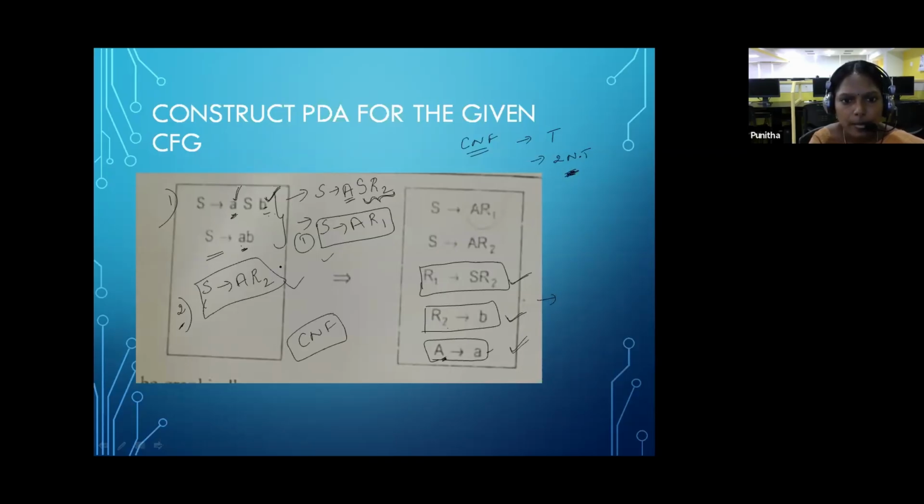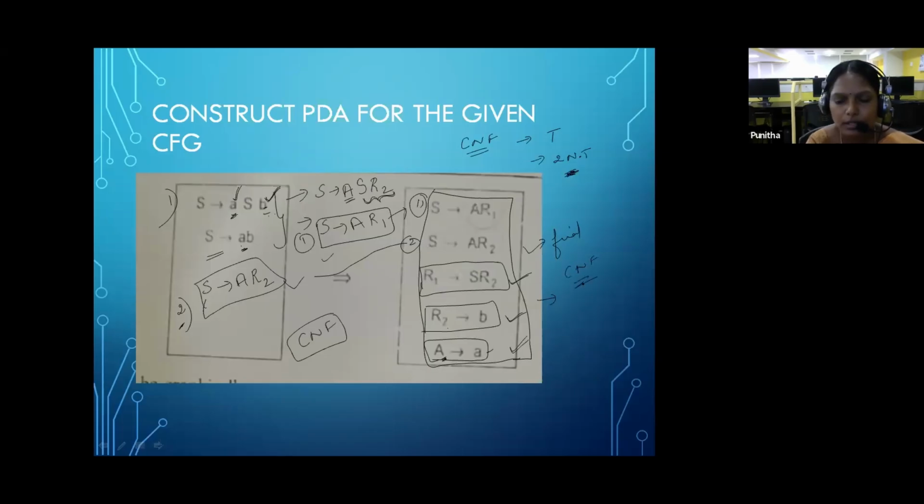My total CNF productions are: this is the first one, this is the second one. These are all the supporting productions. So I'm taking this set of productions as the final one, because these productions are all in the form of CNF.